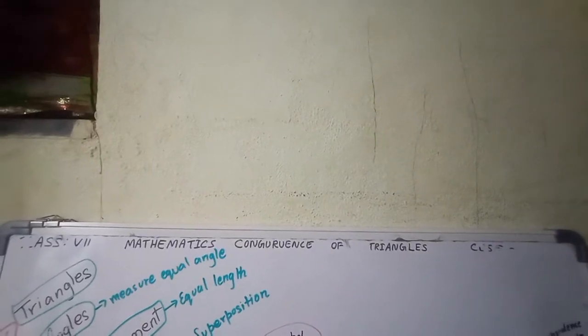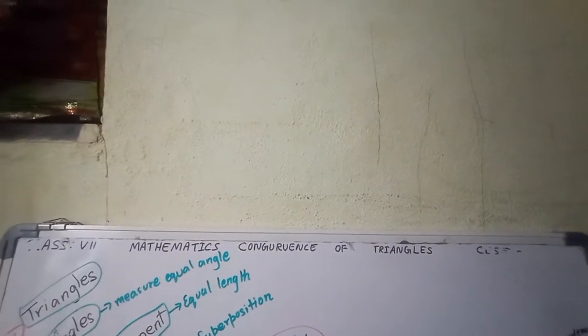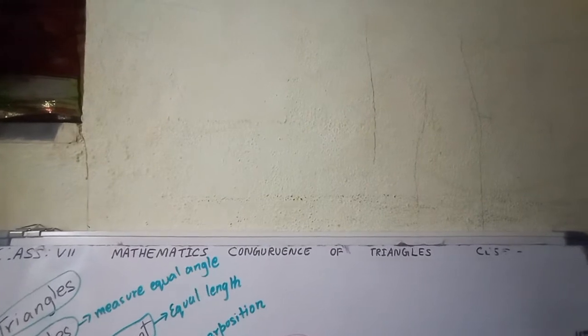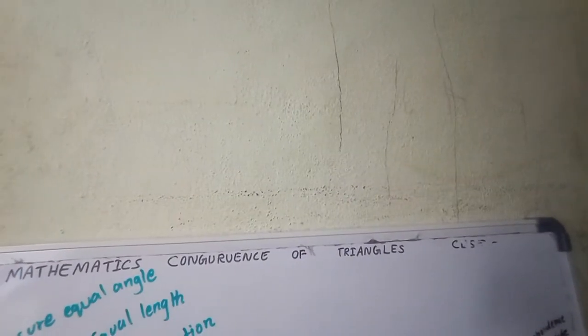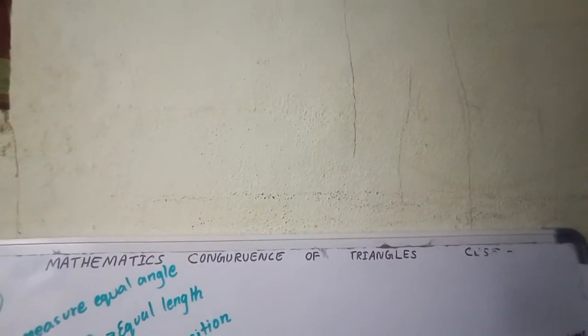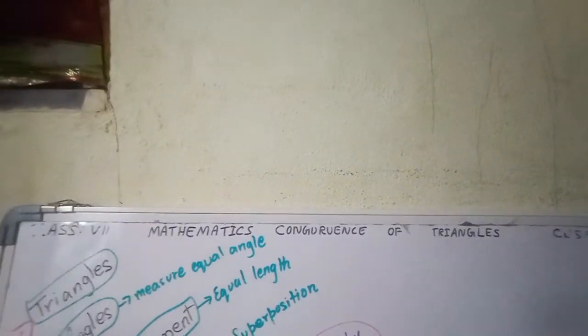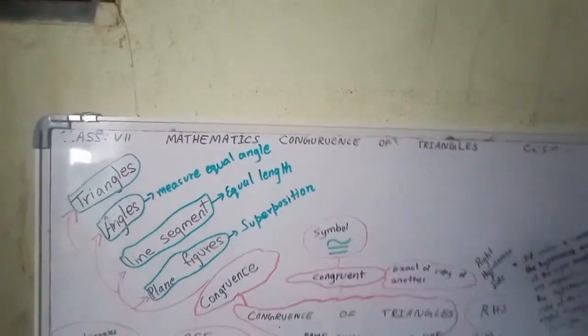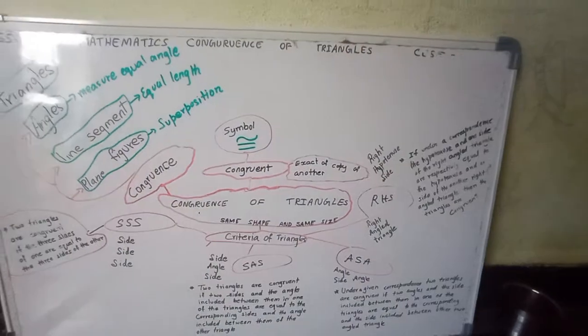Everyone, today we are going to begin mathematics class 7, congruence of triangles. Dear students, here we have the concept map to remember the entire chapter.